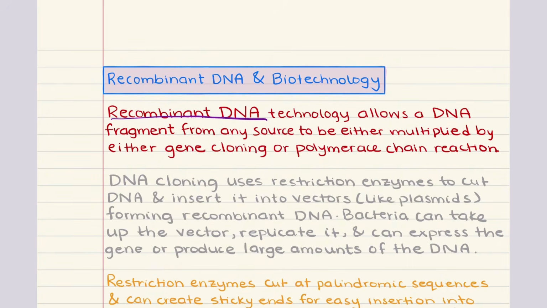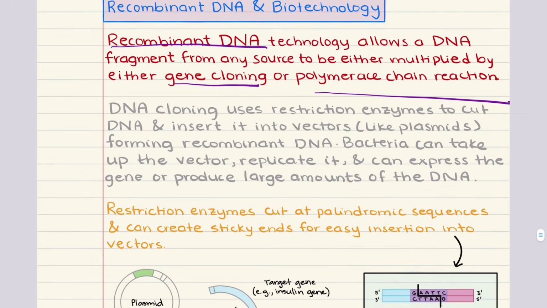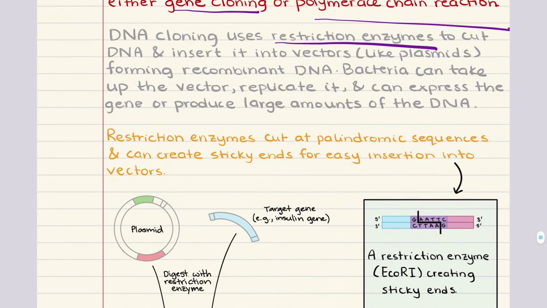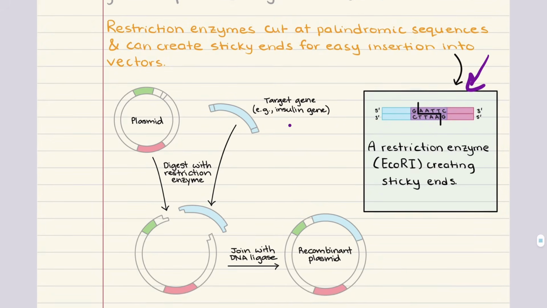There are two main approaches that we're going to discuss here: gene cloning and polymerase chain reaction, or PCR. Let's start with gene cloning. In this process, we use special enzymes called restriction enzymes, also known as restriction endonucleases, to cut DNA at specific recognition sites. These sequences are often palindromic, meaning they read the same forward and backward. Once we've cut the DNA, we can insert the desired fragment into a vector, typically a plasmid.